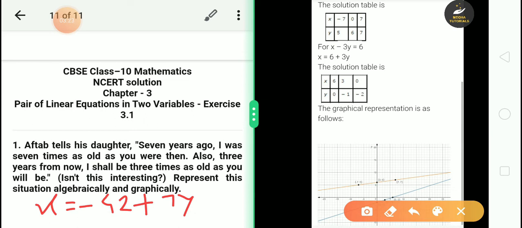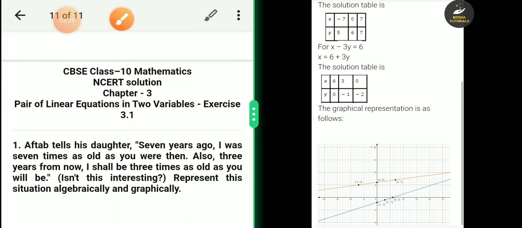So the second equation was x minus 3y is equal to 6. So x is equal to 6 plus 3y. Again we'll assume some values of y to find the values of x. So first assume y is equal to 0. So 3 into 0 is 0. So 6 plus 0 is 6. So x is coming 6.